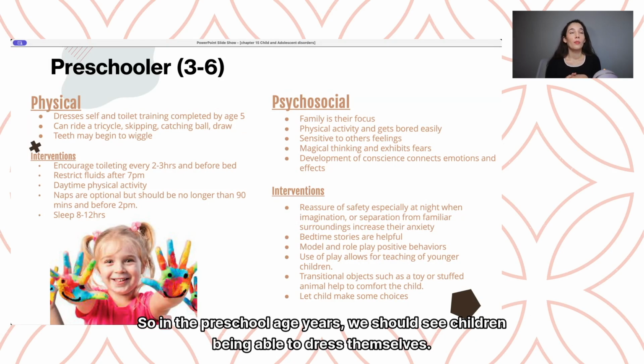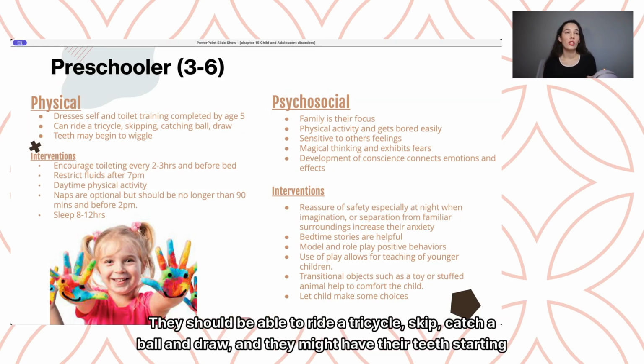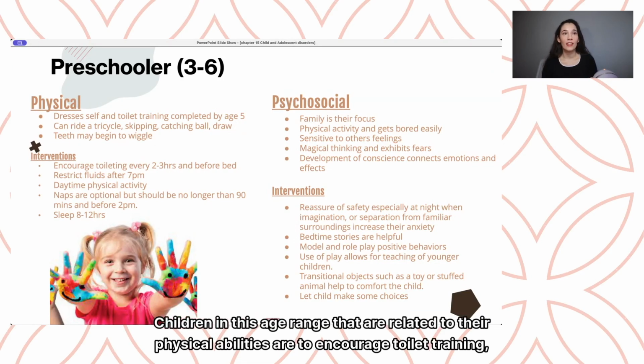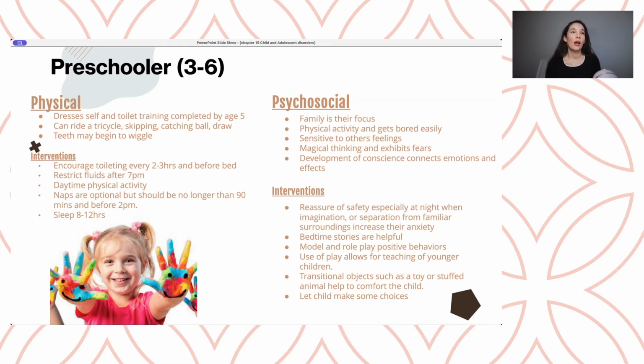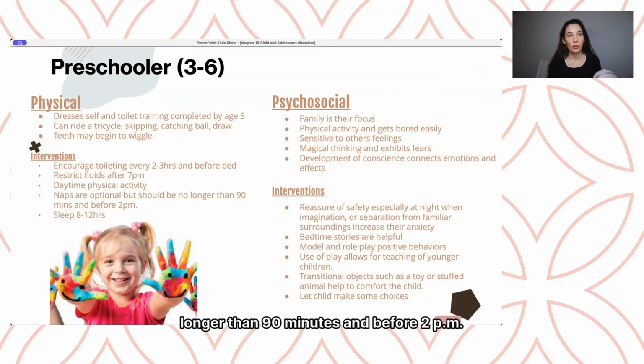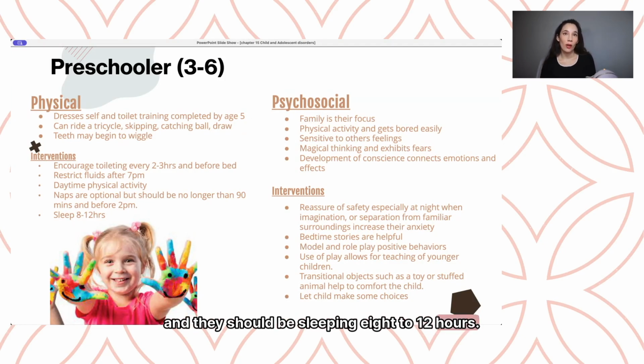So in the preschool age years, we should see children being able to dress themselves. They should be able to ride a tricycle, skip, catch a ball, and draw, and they might have their teeth starting to wiggle. As nurses or nurse practitioners, interventions we can use with children in this age range related to their physical abilities are to encourage toilet training, restrict fluids after 7 p.m. if they're having difficulty with bedwetting, and daytime physical activity. Naps are optional, but should be no longer than 90 minutes and before 2 p.m. And they should be sleeping 8 to 12 hours.